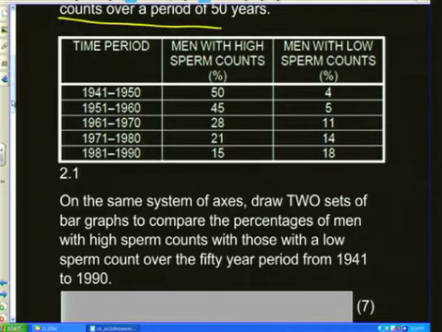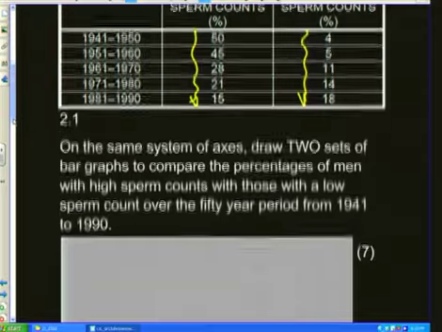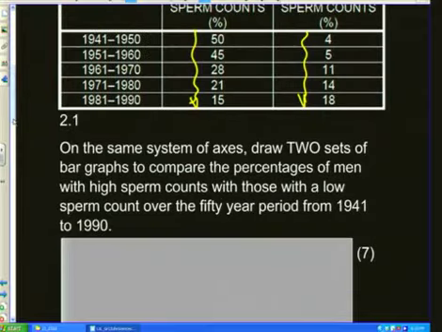And they're telling you here in the first column, men with high sperm counts, the percentage was 50, then 45, 28, 21, 15. You can see what's happening there already. And on this side, men with low sperm counts, 4, 4, 5, 11, 14, 18 in 1990. And we are now in 2014, so we need to start worrying.